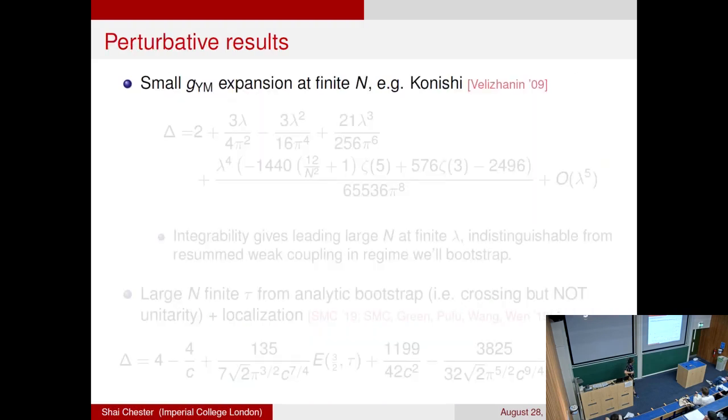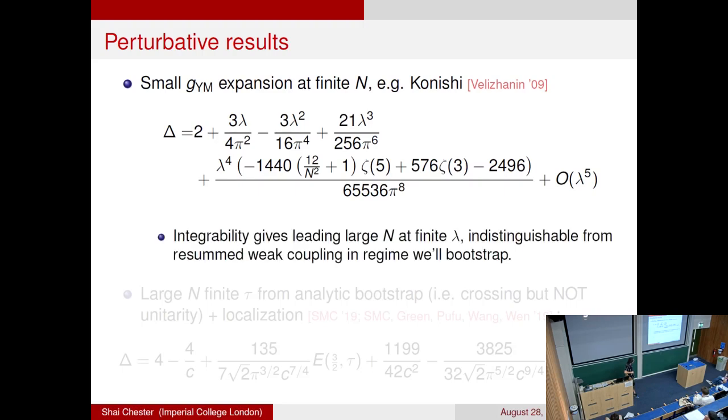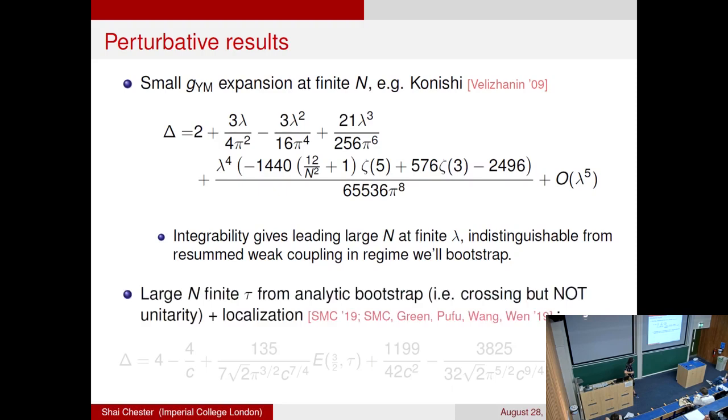So before we talk about the non-perturbative results, we can review some perturbative results. The scaling dimension of the lowest dimension singlet operator is called the Konishi. This has been computed to many different orders in a small coupling expansion, as shown here. Similarly, integrability would allow you to compute single trace operators such as this Konishi at finite lambda, but only to leading order in 1/n. Here you see this is subleading order at this order.